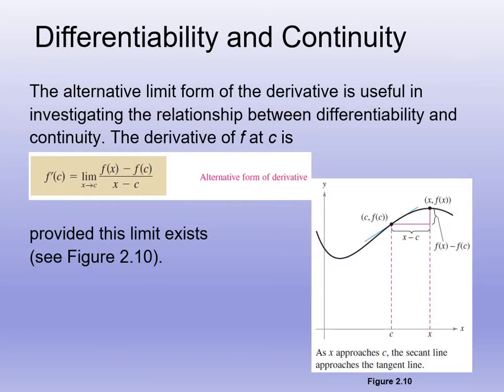All right, let's start talking about the relationship between differentiability and continuity. Okay, so we can write this as f prime of c now. So we're just writing the same kind of thing a little differently. We're not going to use delta x with this method, but it's still an alternate form of the derivative and works the same.